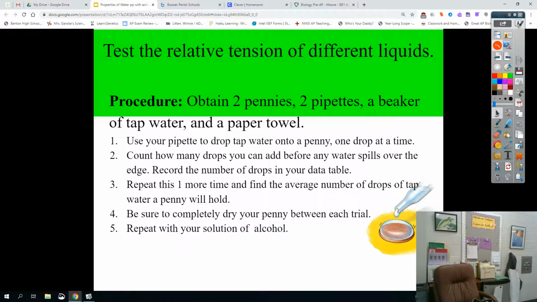So if I'm at like drop number 122, and then when I put 123, it spills over, how many could it hold? 122, that's what I'm going to record. I'm going to do it twice for water and twice for alcohol. And I'm going to record both on the day-to-day. Y'all have the day-to-day one, right? Okay. So you're going to do that and work quickly.